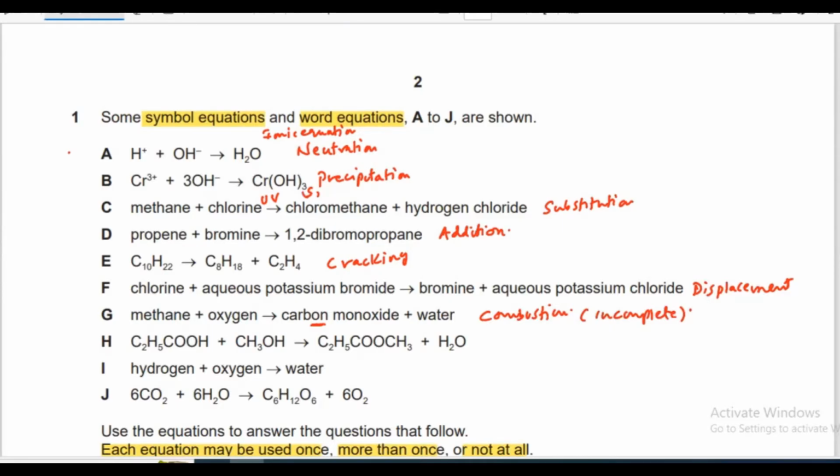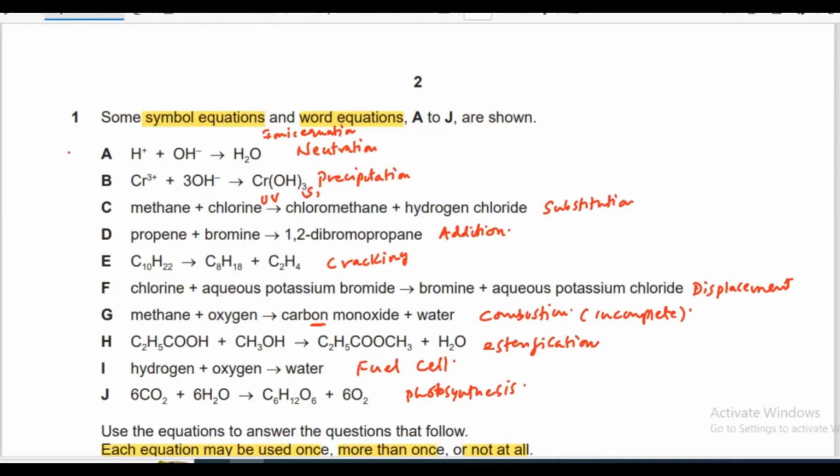Carboxylic acid and alcohol react to form an ester. This is esterification, or the formation of esters. Hydrogen plus oxygen gives water. This happens in the fuel cell, in which hydrogen is used as a fuel. Carbon dioxide reacts with water to make glucose plus oxygen. This reaction shows photosynthesis.